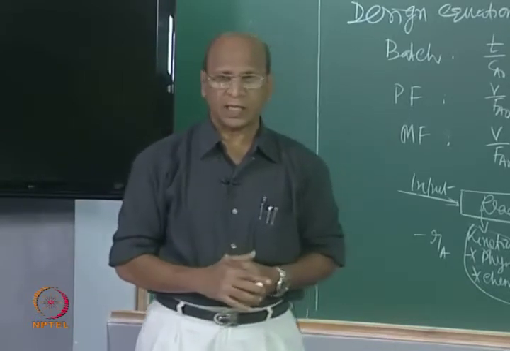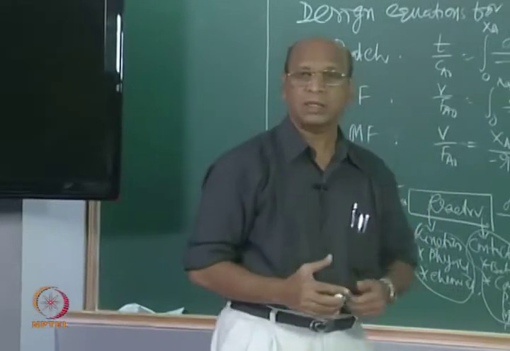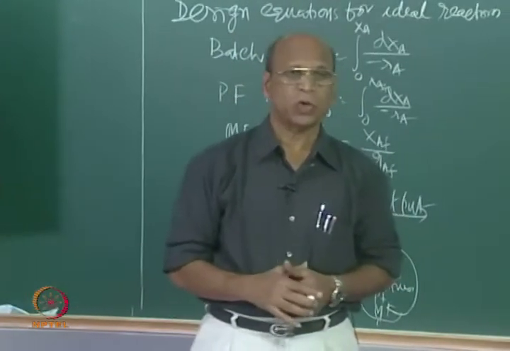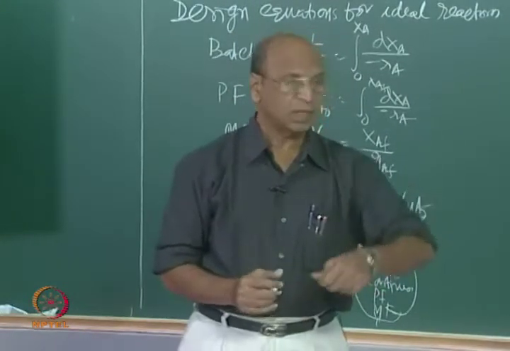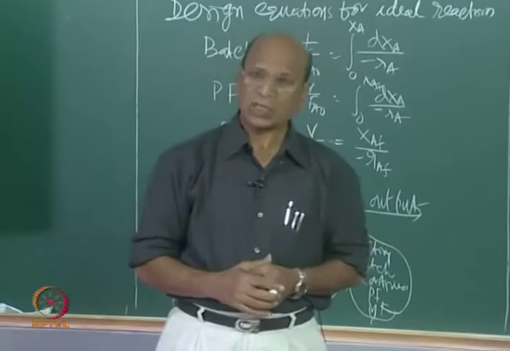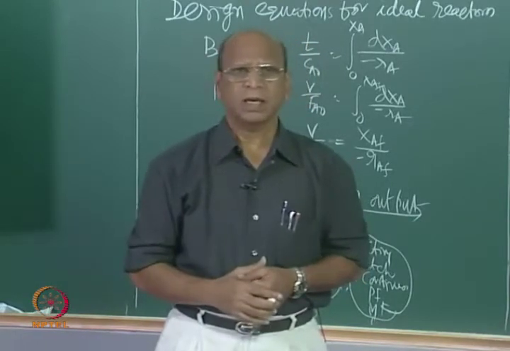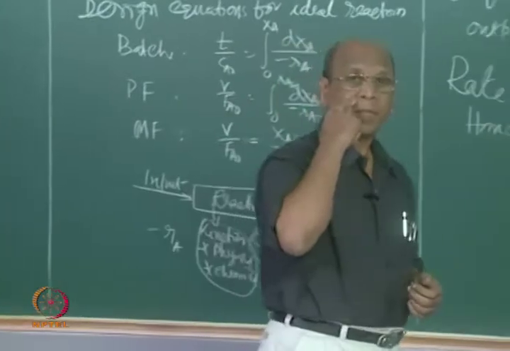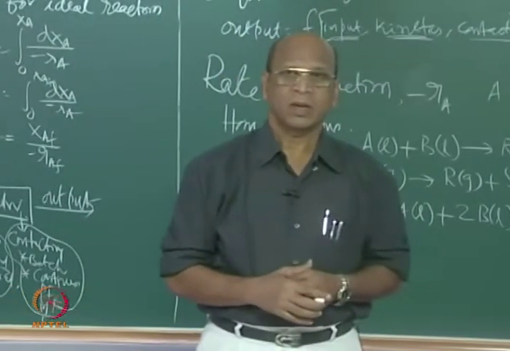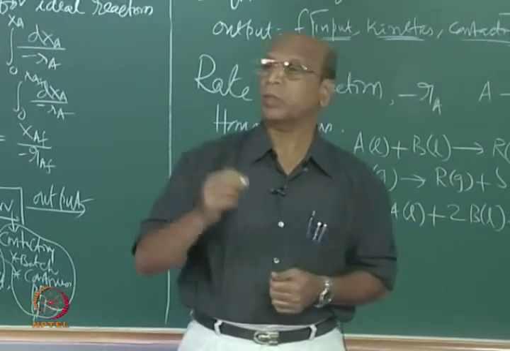Why are you very angry with orders greater than 3? Or why you don't like orders greater than 3? It does not take place. How do you know there are a lot of intermediate steps? First of all, why are you telling that orders cannot be more than 3? The probability of striking 4 molecules together is very rare. Yes. That you have to remember.